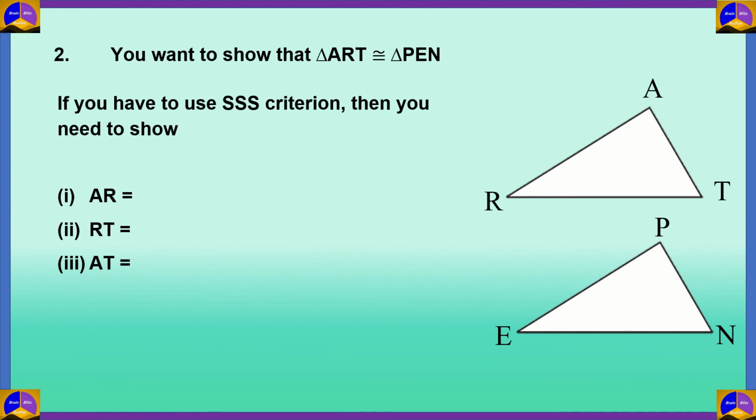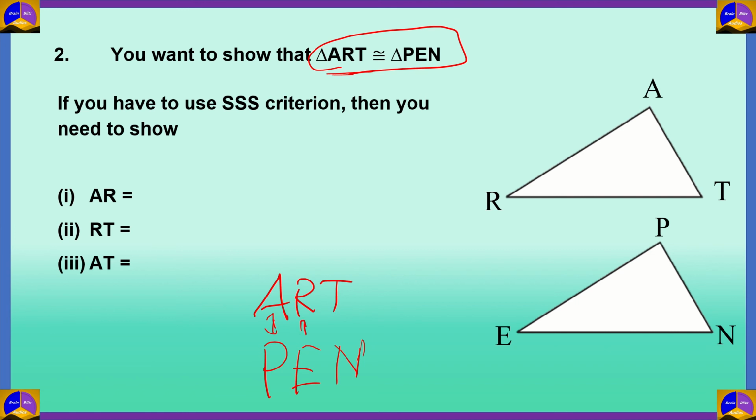Next question. You want to show that triangle ART is congruent to triangle PEN. If you have to use SSS criterion, then you need to show 1. AR is equal to, 2. RT is equal to, 3. AT is equal to. Now to do this question, as we have explained in the previous episode, we have to write both of the names of the triangle on top of each other, and in the correct order as it's given in the congruency statement.